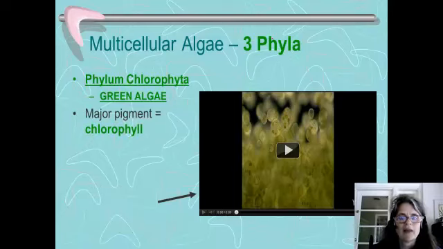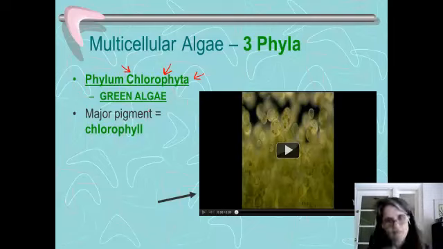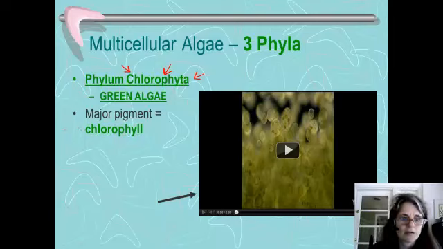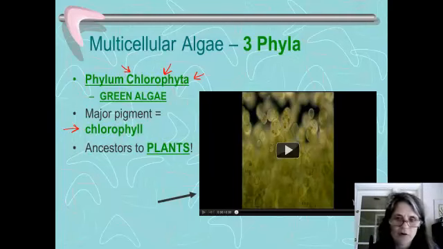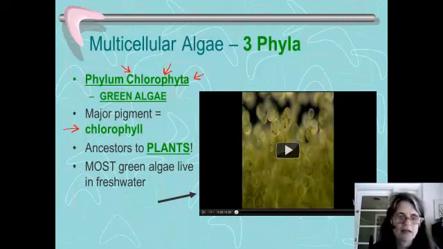All right, the last group of multicellular algae, perhaps the most important group of multicellular algae, the green algae, phylum Chlorophyta. Why would this be the most important group? Because it is thought that members of this group gave rise to plants eventually back in history. Of course, their major pigment is chlorophyll, and it is the same exact chlorophyll molecule we find in land plants today. So these are thought to be the ancestors to the plants.